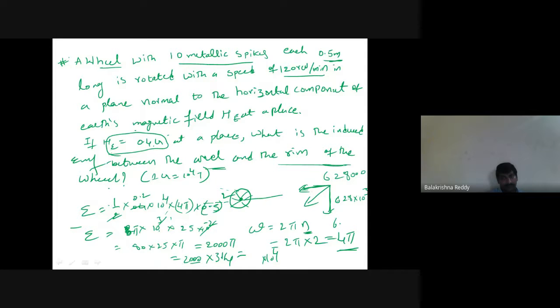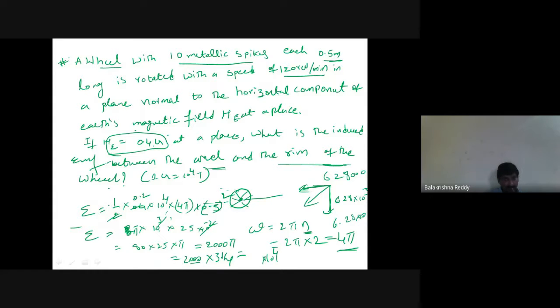Point. We have to make it in the form of a decimal. 6.28, 1, 2, 3, two decimal places. 6.28 into 10. Anything missed? This is 0.5.